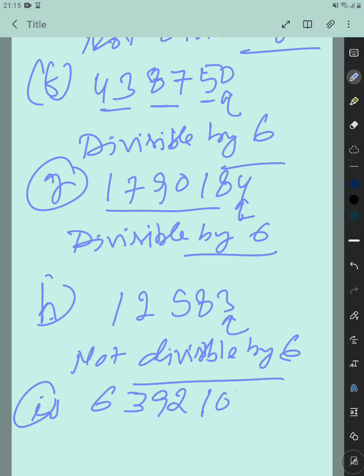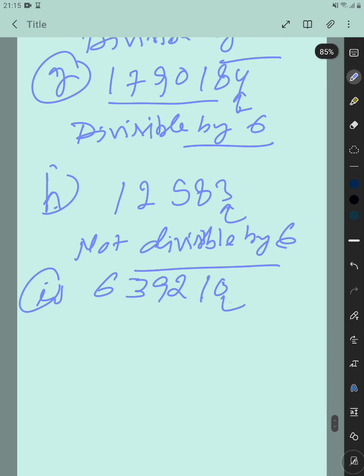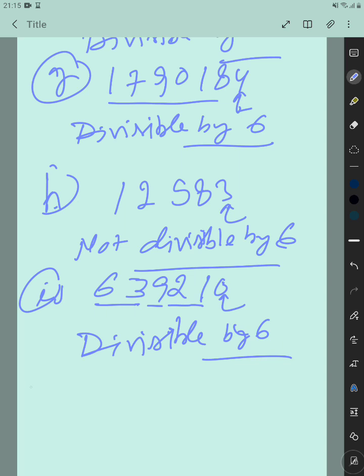Now I is 639210. It is divisible by 2 since it ends in 0. Now we need to test for 3. So add all the digits. 6 plus 3 is 9, then 9 more is 18, then 21. So 21 is divisible by 3, sorry, by 3. So the complete number is divisible by 6.